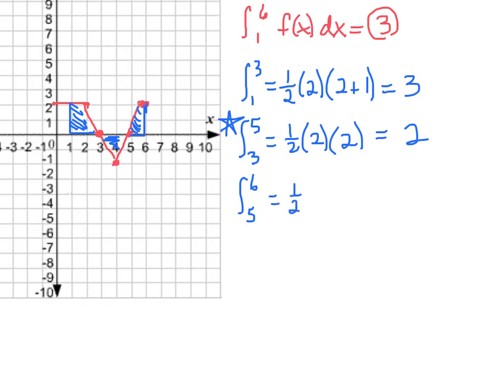So we're going to do 1/2 the base, which is 1, and the height, which is 2. So the area there is 1. All right, so here we go.